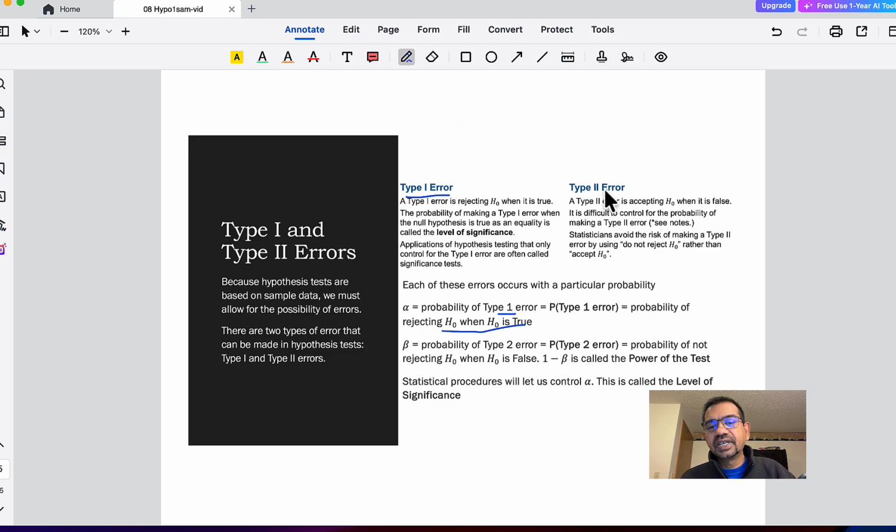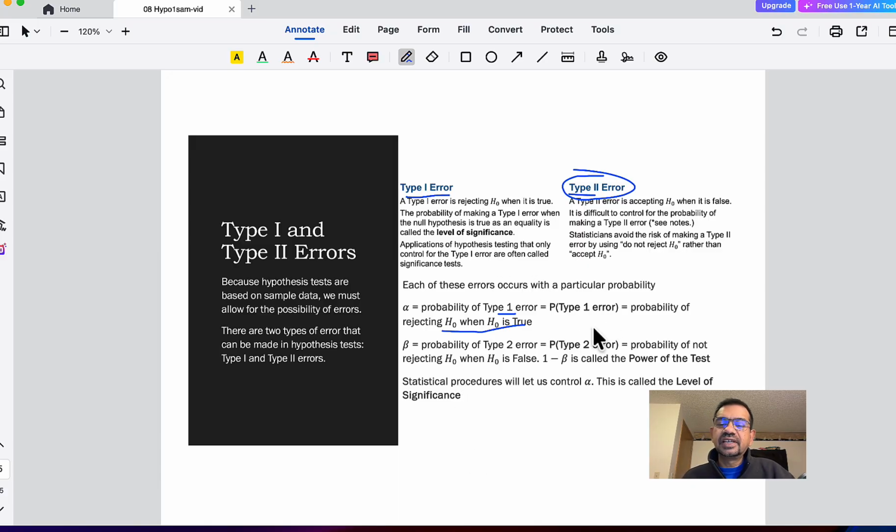But what if our test concludes that the null cannot be rejected, but the null actually is not true? The alternative is what's true in the population. We call that the type 2 error. So type 2 error is the error of not rejecting, or failing to reject, the null when the alternative is true.